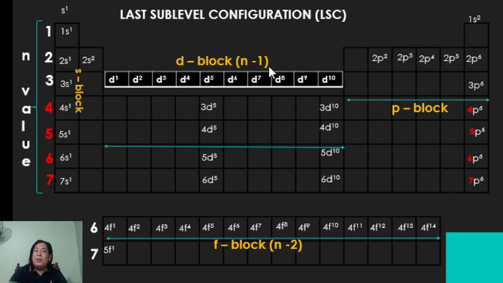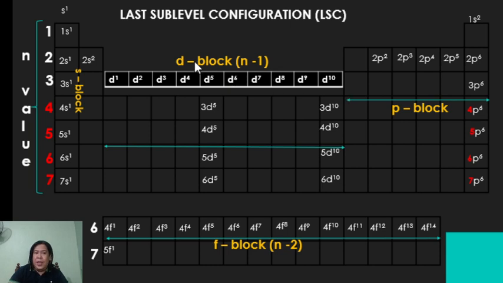Okay, let us have the D block. In the D block, as you remember, the maximum number of electrons in the D sublevel is 10. Kaya ang block niya 10 din. 1, 2, 3, 4, 5, 6, 7, 8, 9, 10. Kaya ito, D1, the last sublevel configuration ng elements lahat dito belonging to this group is D1 mag-e-end. Dito, D2, D3, and so on.